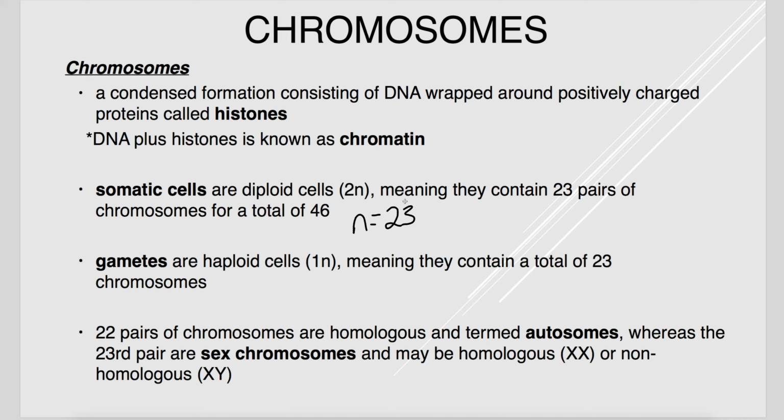Now, out of these 23 pairs of chromosomes, 22 are homologous, and they're the autosomes. So chromosome pairs 1 through 22 are called autosomes. And the 23rd pair, these are the sex chromosomes. And these may be homologous in the case of females, so females are XX, and non-homologous in the case of males. Males are XY.